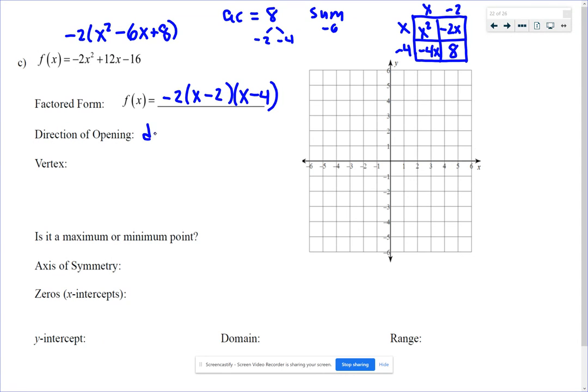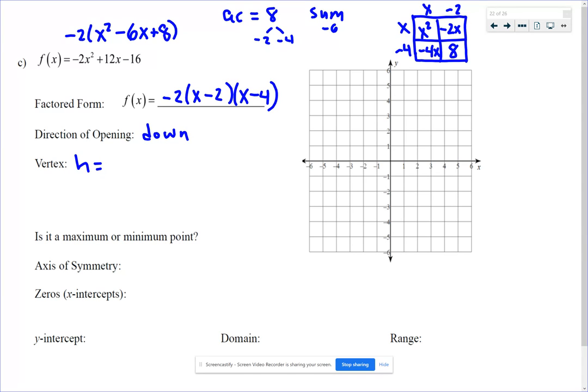Direction of opening is going to be down because a is negative, right? A is negative 2 in my original. I'm going to go back to our original. A equals negative 2. Okay. Vertex, or right here, a is negative 2, right? So it opens down. You can look at it either one. It's the same a value. Vertex.